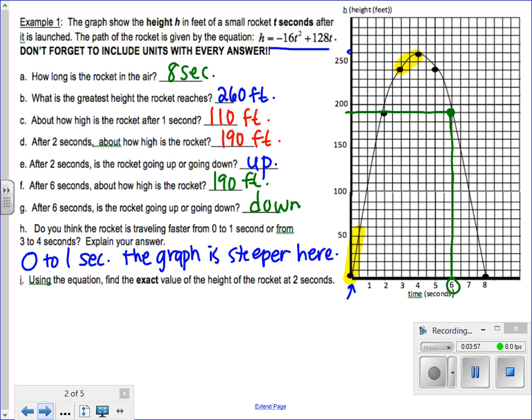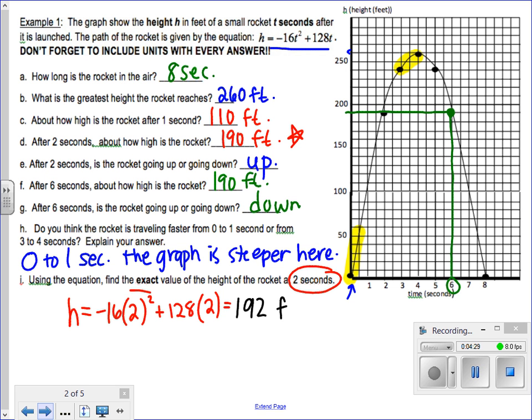Finally, using the equation, find the exact value of the height of the rocket after 2 seconds. We approximated that height up here at about 190. Now we're going to use the equation to find the actual height. So we're going to say h equals negative 16 times 2 squared plus 128 times 2. All right, when we put that in our calculator, we end up finding out that the rocket is actually 192 feet high. So we were very, very close with our approximation.